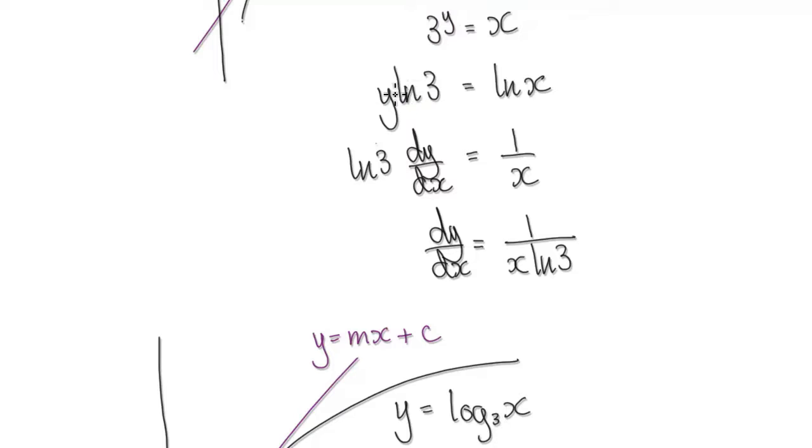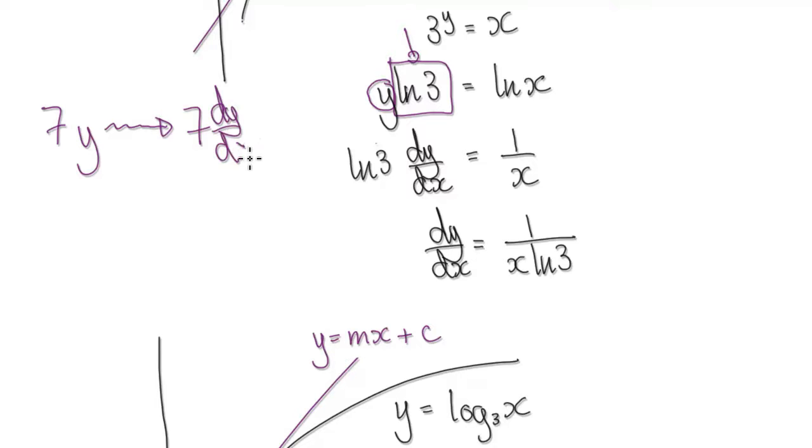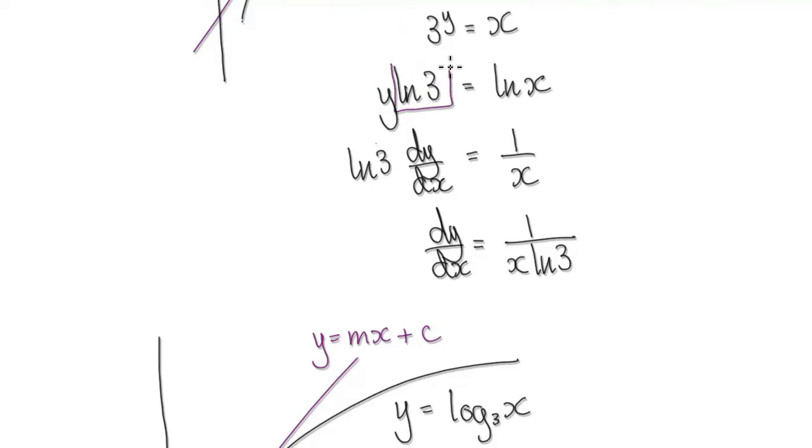So when you differentiate y log 3, this is just a constant. It's like me asking you to differentiate 7y. When you differentiate it, it will be 7, and then because y is a function of x, you need to stick dy by dx in there. This is a constant. It's just a number. So when you differentiate this, it will just be the number, and then because y is a function of x, you need to stick dy by dx in here. Differentiate this, it will be 1 over x.